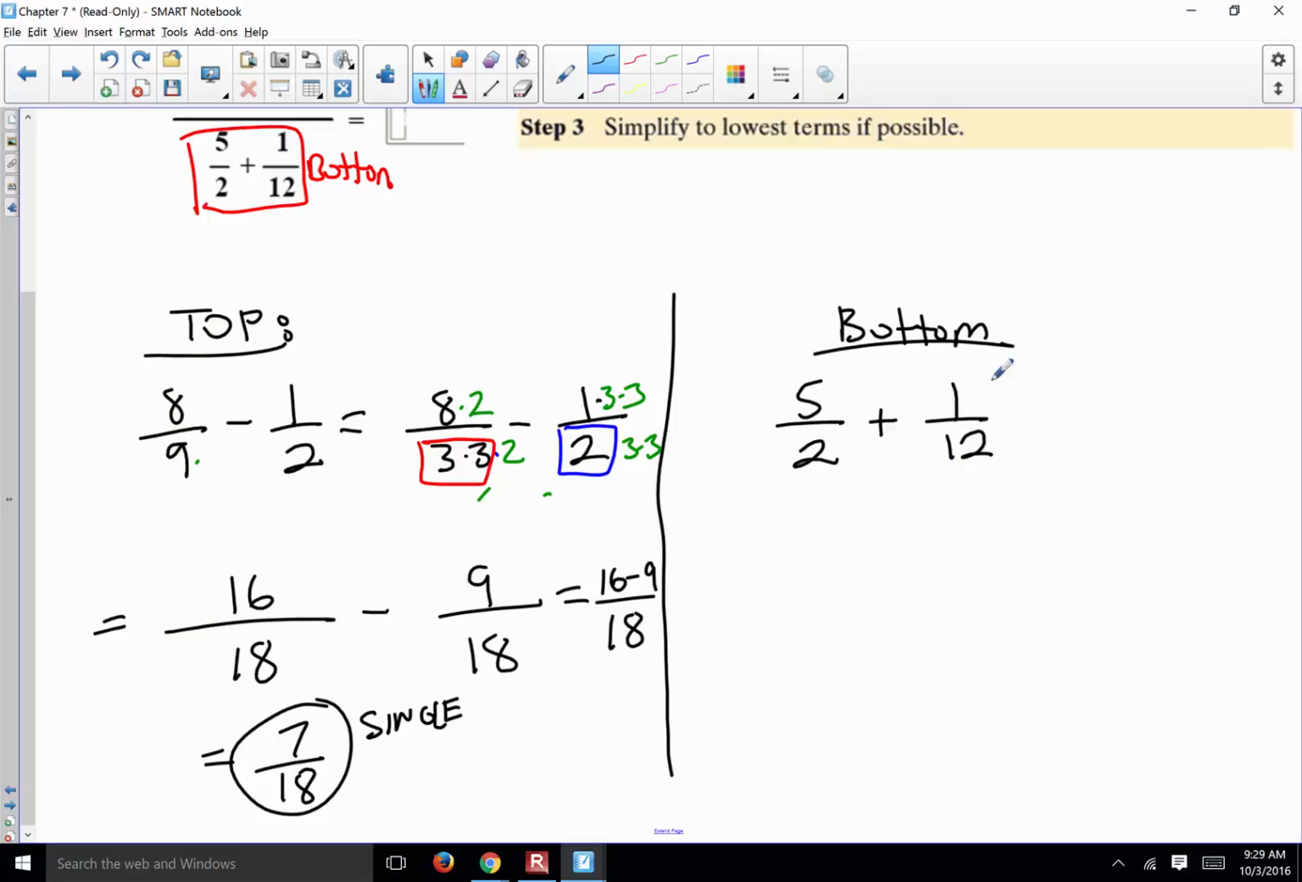Now bottom side. For the bottom side, I see something matching already. 12 is 2 times 4 times 2. No, it's not 2 times 4 times 2. It's 2 times 2 times 3. So I already have these guys matching. Match. So you don't have to try to match them. What's not matching is 2 and 3 in the second fraction.